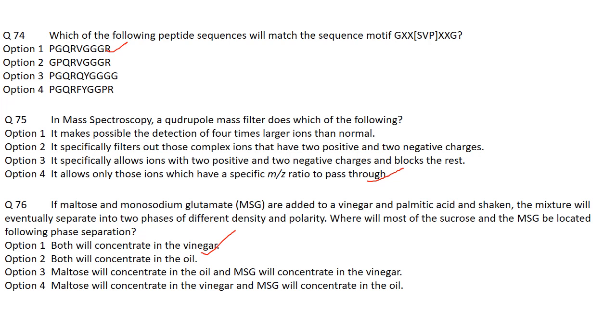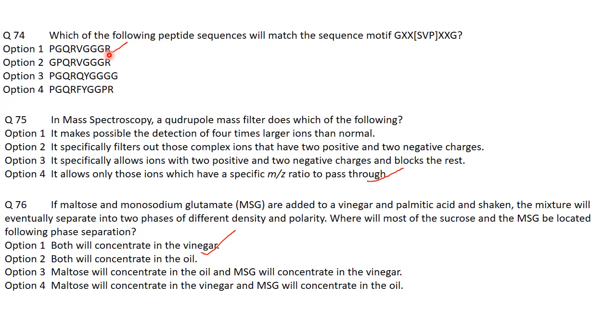Then, which of the following peptide sequences will match the sequence motif? They have given a motif there: G, XX, [SVP], XXG. XX means there can be any two amino acids. The one in a square bracket means either one of the three should be there, not all three. So here they have started with P. Then G, Q, R. Then V. Then again GG and then G and R.